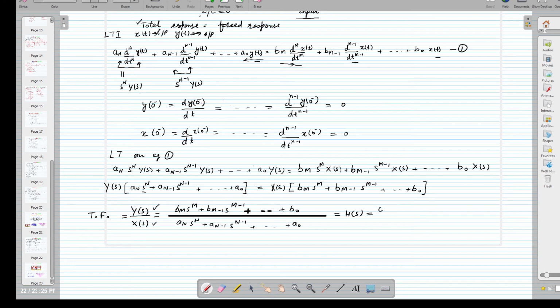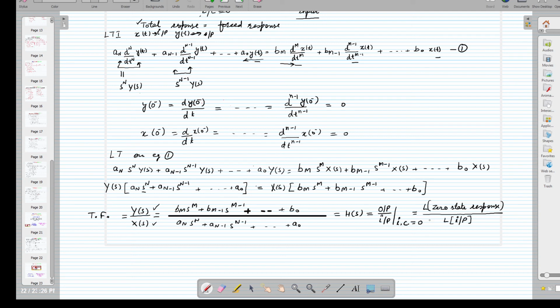So we can also define it as output over input keeping initial conditions, which you can represent with IC, equal to 0. We can also write it as the Laplace transform of the zero state response divided by the Laplace transform of the input. So that is another way to define it. This is the definition of the transfer function.